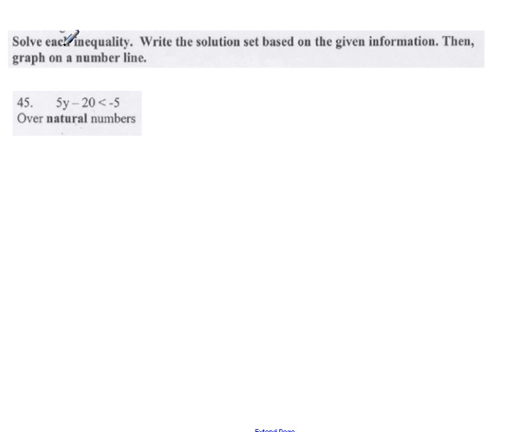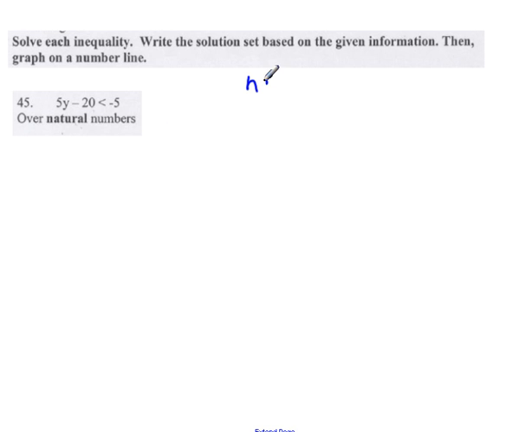Okay, now we're going to solve the inequality, write the solution based on the given information, and then graph on a number line. Sometimes we only need 2 out of the 3 of these answers, and I'll go over when you need 2 and when you need all 3.